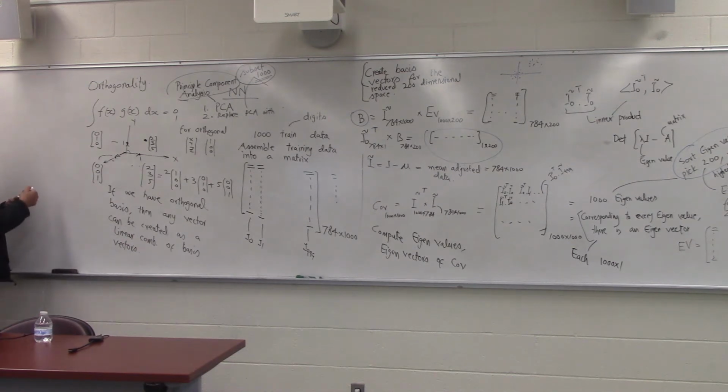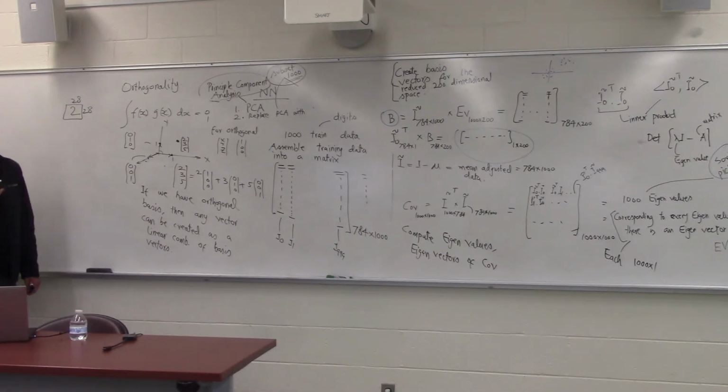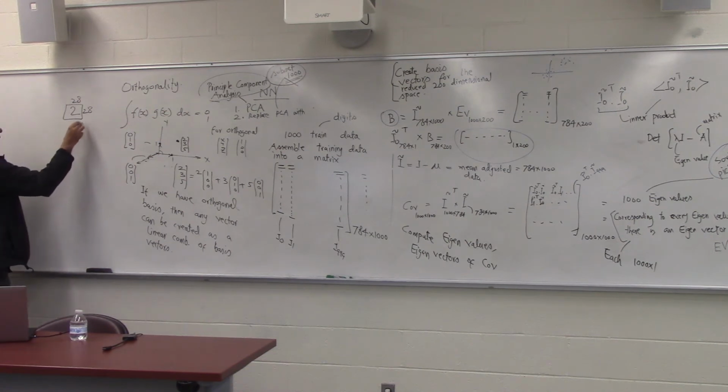Okay, our problem is we have a 28 by 28 digit, right? For example, 2. What dimensional space is this data in? 784 dimensional space, right?